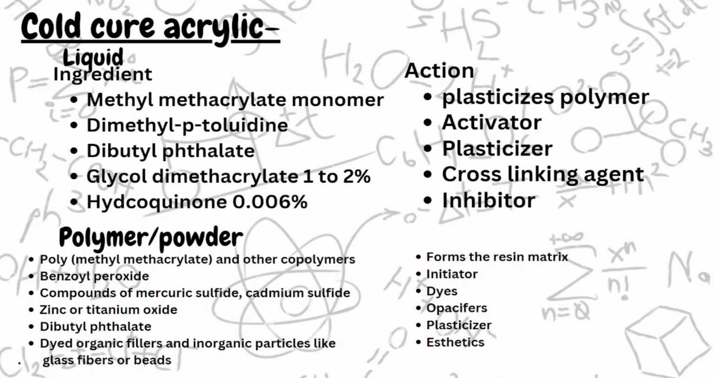Now the polymer or powder. It consists of main components as polymethyl methacrylate and other copolymers that form the resin matrix, and benzoyl peroxide that acts as initiator, compounds of mercuric sulfide, cadmium sulfide that act as dyes, zinc or titanium oxide that act as opacifiers, dibutyl phthalate that acts as plasticizer, and dyed organic fillers and inorganic particles like glass fibers or beads. These are added as aesthetic components of the resin.